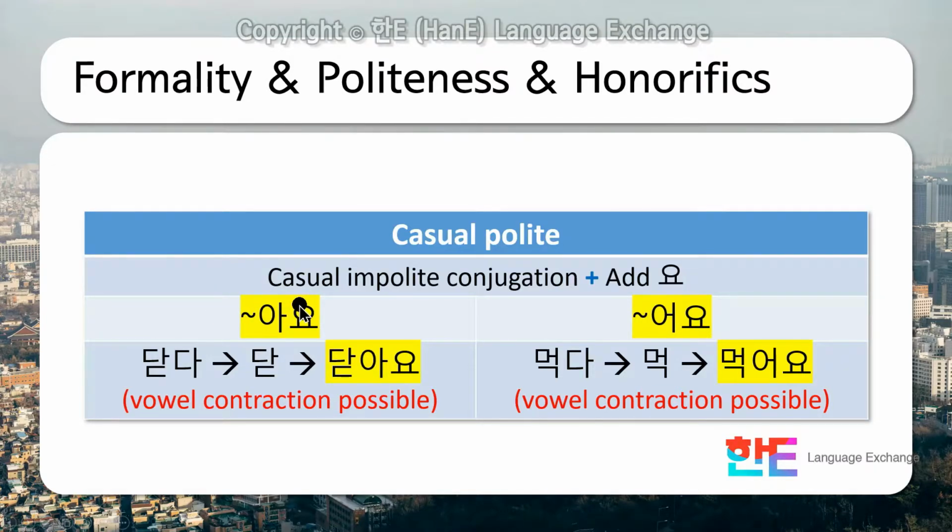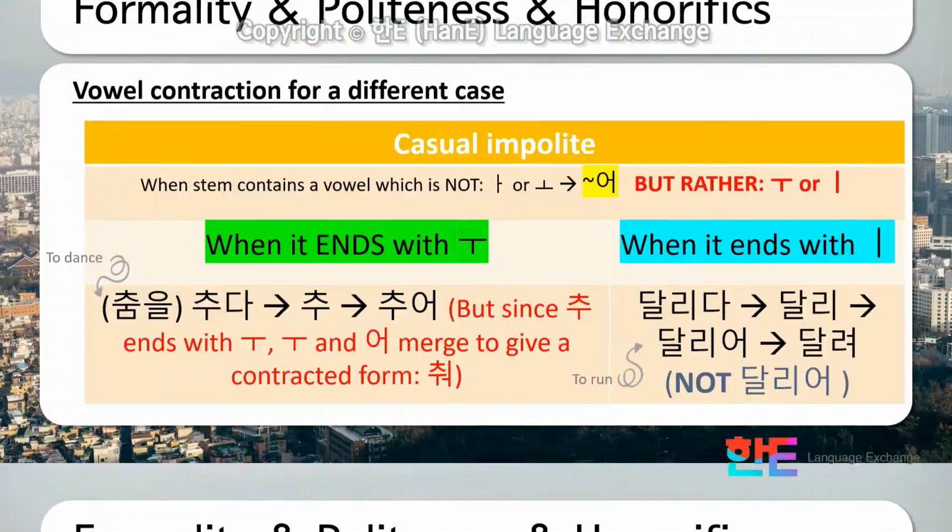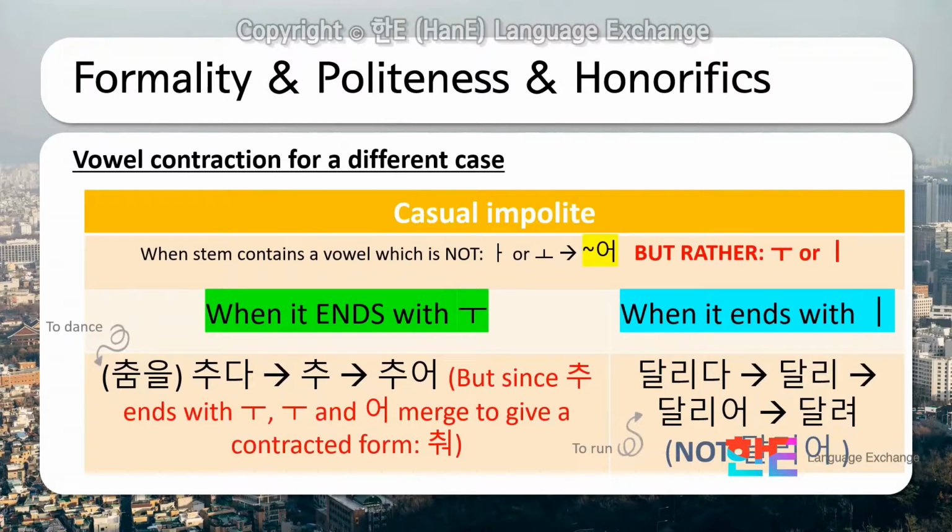But that is only for casual impolite. And because we're now gonna say it in polite terms, we're gonna add yo to the end. Similarly, we have 먹다, and that becomes 먹, and then 먹어 for the impolite case. However, since we're gonna speak politely, we're gonna add yo to it. And again, vowel contraction is possible in the step in between here, before you add the yo. Alrighty, before I move on, does anyone have any questions or confusion with the casual impolite and polite?